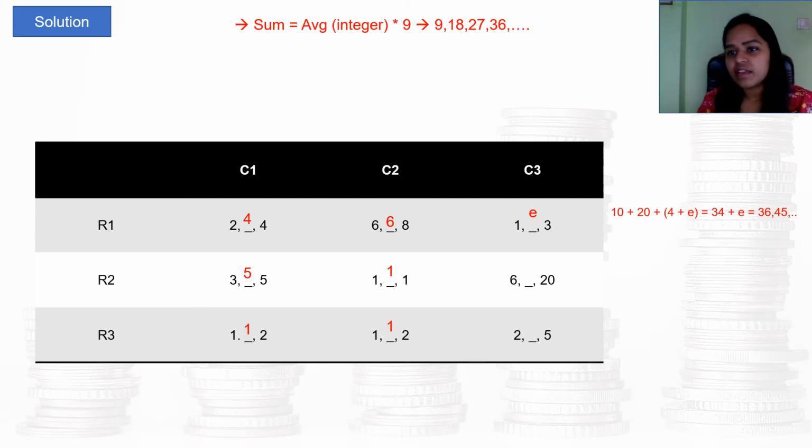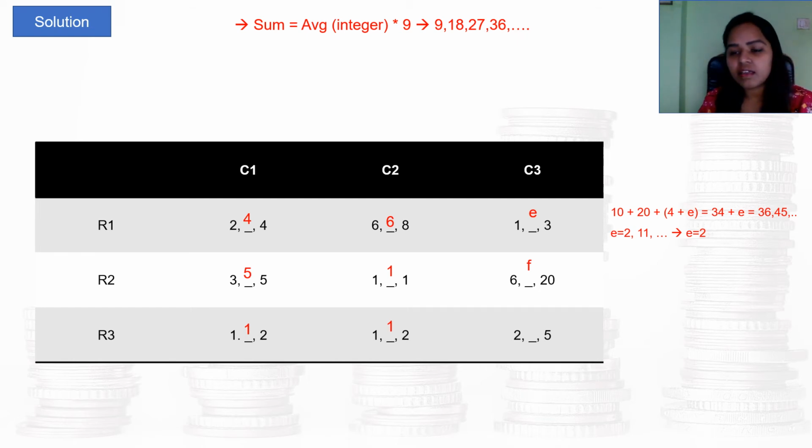So that can be anything which is a multiple of 9 and greater than 34. So it can be 36, 45, and so on. In this way, E can be 2, 11 and so on. But we know the limits of E are 1 and 3. So the only possibility is E being 2. Now let's look at row 2, column 3.